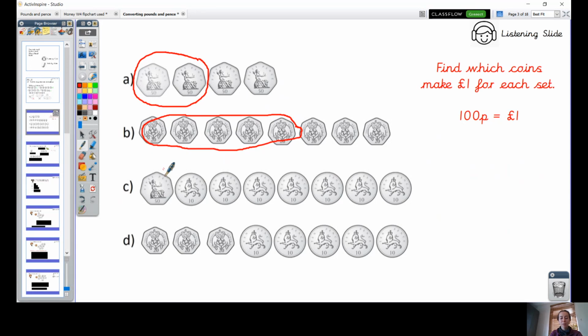I'm going to count on a bit like what I did before. I'm going to put 50 in my head, 50, 60, 70, 80, 90, 100. So I know that those coins there make 100 pence. And one more to go, set D. We've got some 20p's and then we've got some tens. Have a think, what coins make just £1?